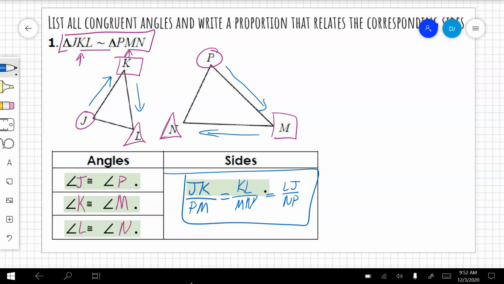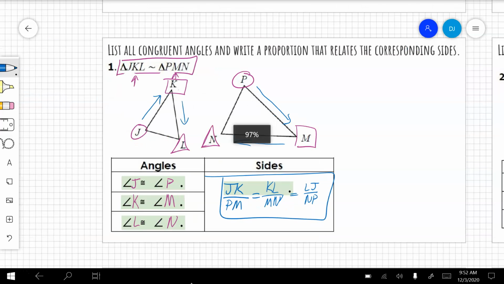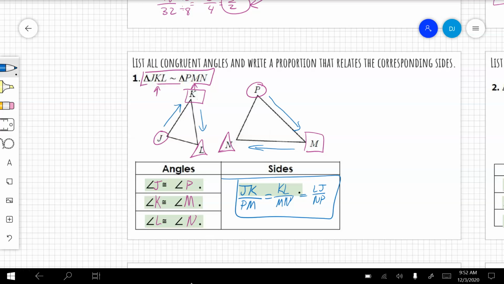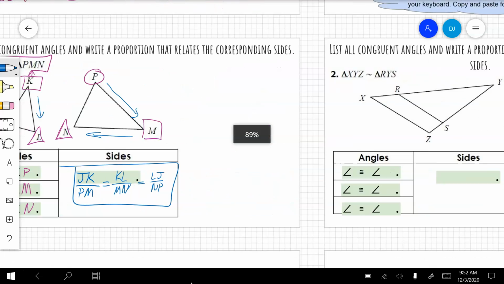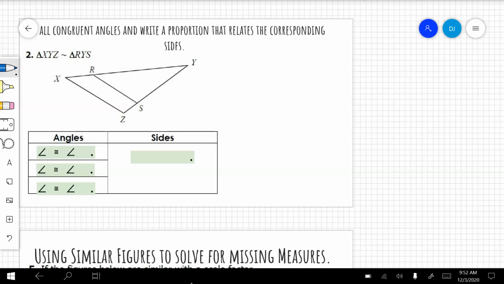There you go. Okay, so I want you to do the next one on your own, and then you can go ahead and check your answers with me. So now is a good time to pause the video, and we're going to take a look at the next one.